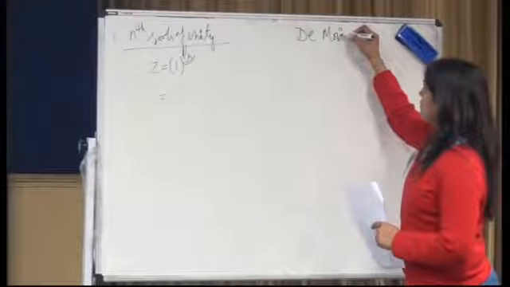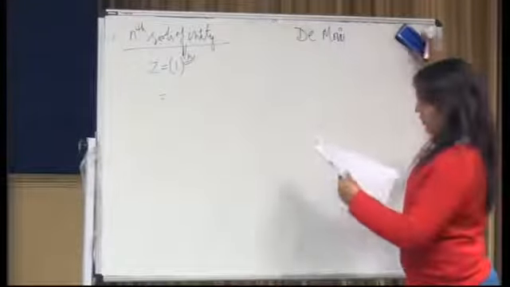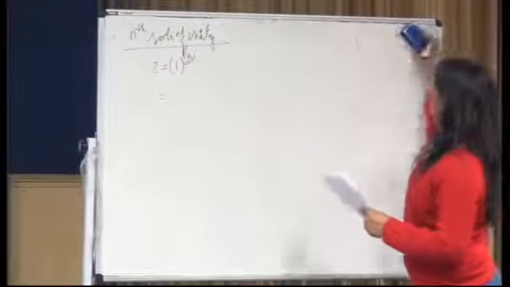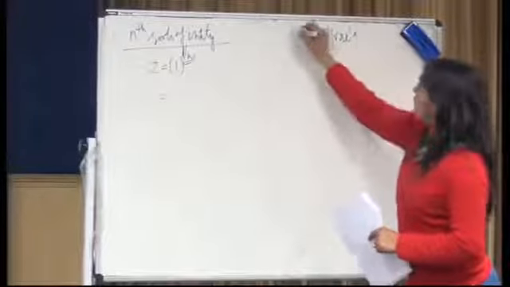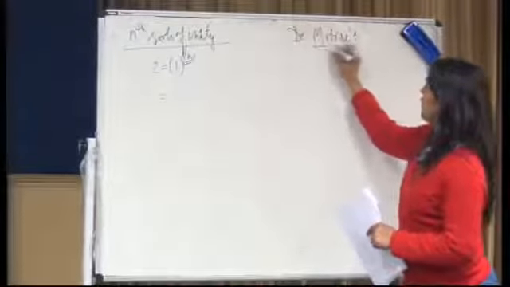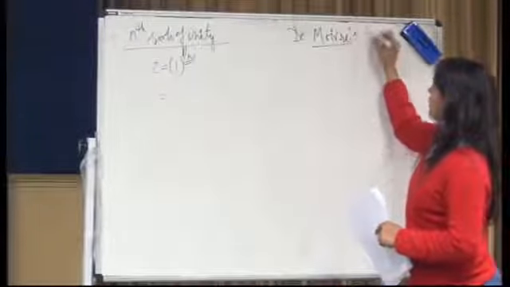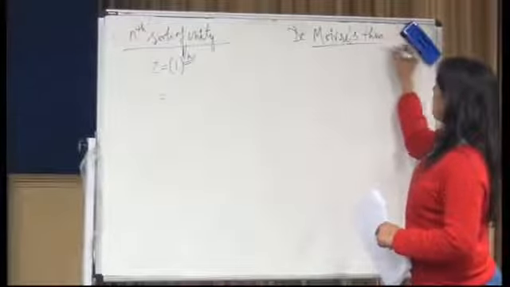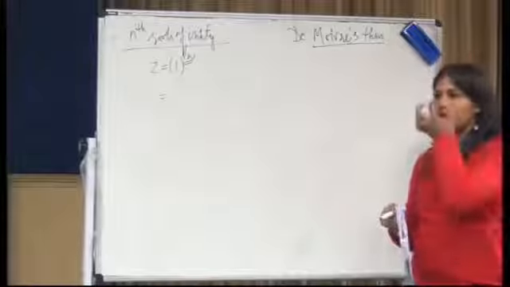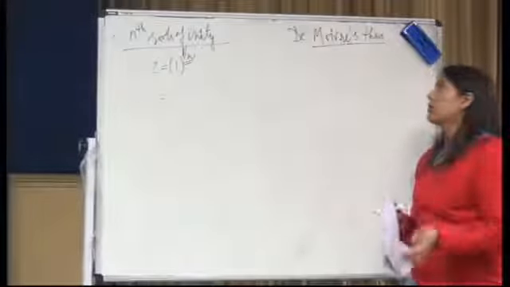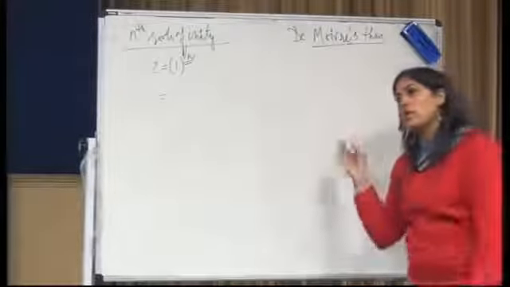de Moivre's theorem. Wait a minute, this is the spelling, de Moivre's, M-O-I-V-R-E-S theorem. No, not De Morgan. That is a law, basically. De Morgan has given a law, that is De Morgan's law. This is de Moivre's theorem, and how we connect.